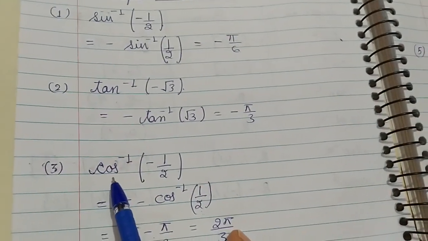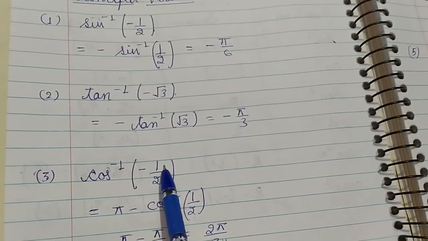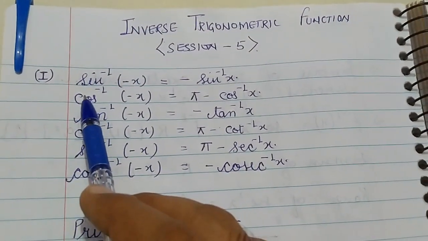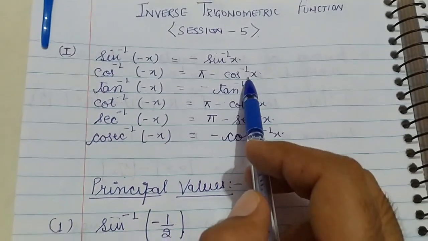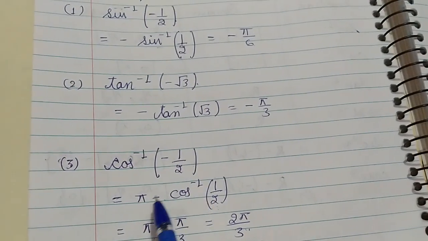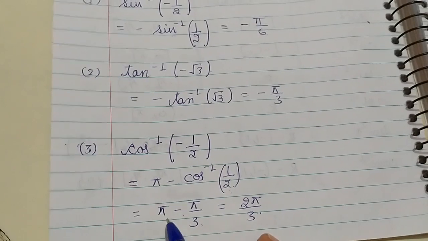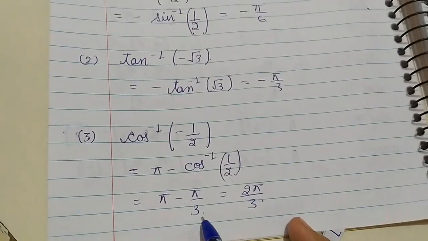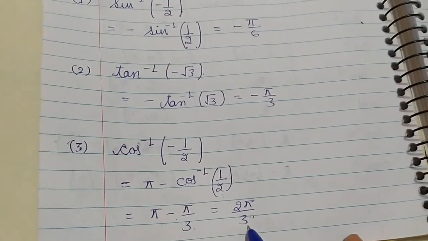In the third question, we have to evaluate the value of cos inverse of minus half. Again, using this relation, cos inverse of minus x is equal to pi minus cos inverse x, this term will become pi minus cos inverse of half. Pi as it is, negative sign as it is, and the value of cos inverse half is pi by 3. On solving this term, we get 2 pi by 3.